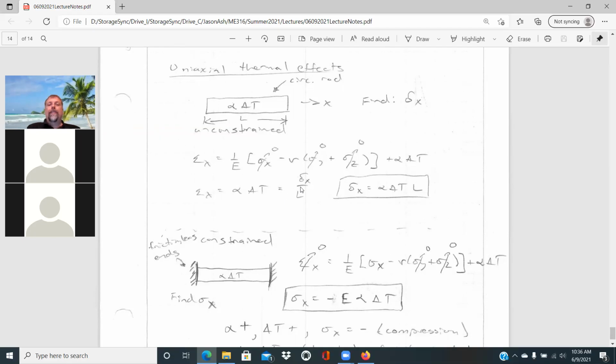And strain again is just delta over L. So our displacement in the x direction would be alpha delta T times L. And so that's how much it would want to expand.